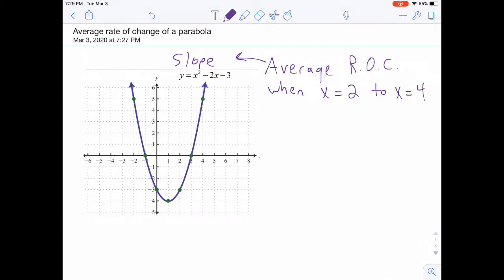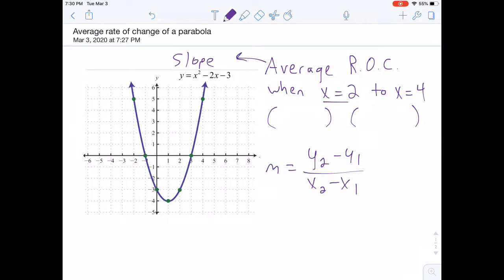But we also want to look for what happens if we have a table, what happens if we have just the equation. So we want to look at different ways here. In order to do this, I need 2 points. And I'm going to use the slope formula, which is m equals y2 minus y1 over x2 minus x1.